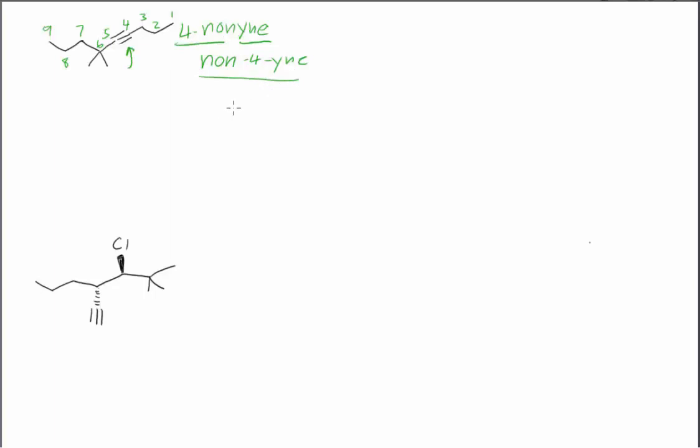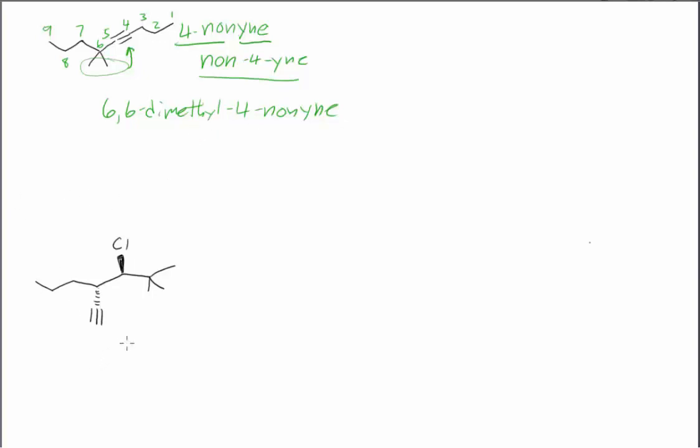And lastly, we have these two methyls here at carbon 6, so it's 6,6-dimethyl-4-nonyne. And that's it. There's no stereochemistry associated with a triple bond, of course, and there are no other stereocenters present on this alkyne. Let's look at one more.